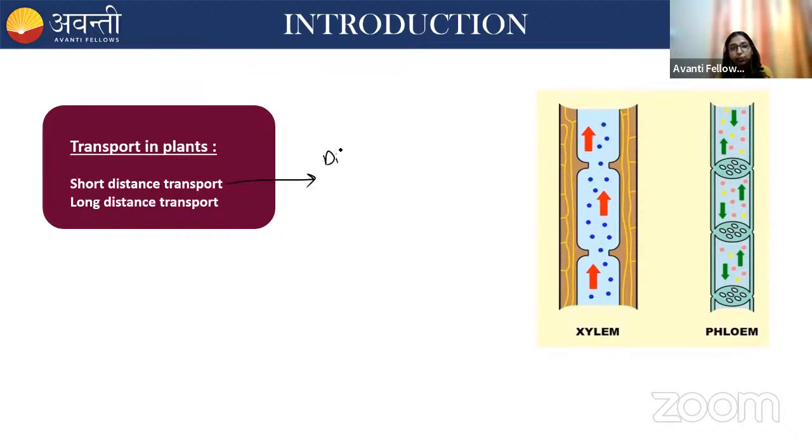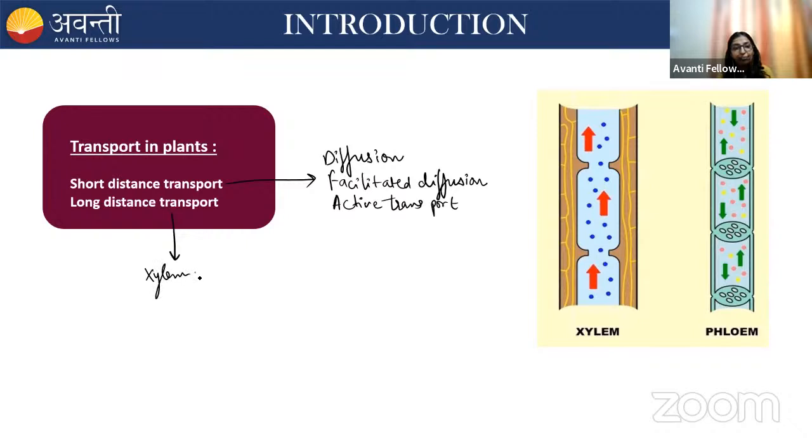So short distance transport could be diffusion, facilitated diffusion, active transport. These are all short distance transport, and long distance transport involves the vascular tissue, that is xylem and phloem. In xylem, we are going to study the ascent of sap, and in phloem, we are going to study the mass flow hypothesis, which was proposed by Munch.